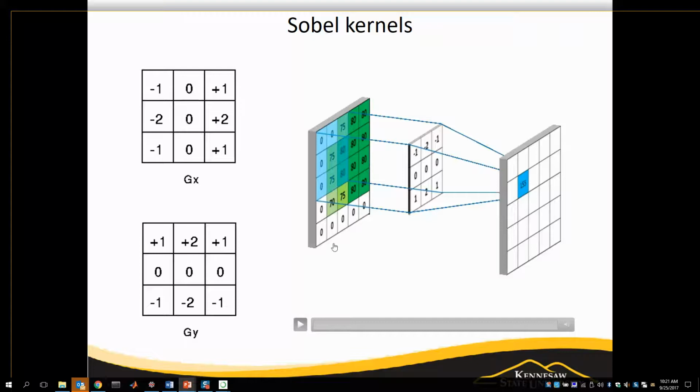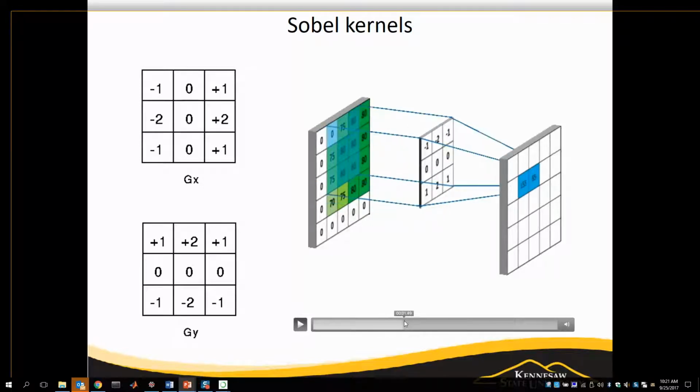Okay? Then we can move over. So now we shift it over. Now I'm comparing 75 to 0. That's 75. That counts 75. 80 and 75, that's 5. That counts as 10. So that gives me 85. 80 minus 80, that's nothing. So there's an 85 in that pixel, etc.